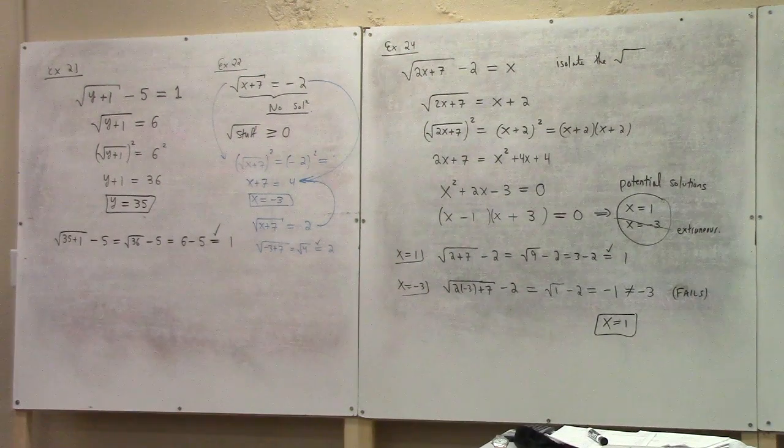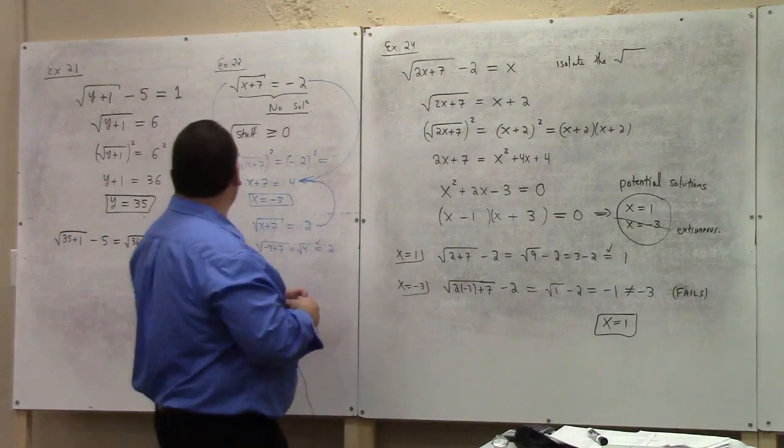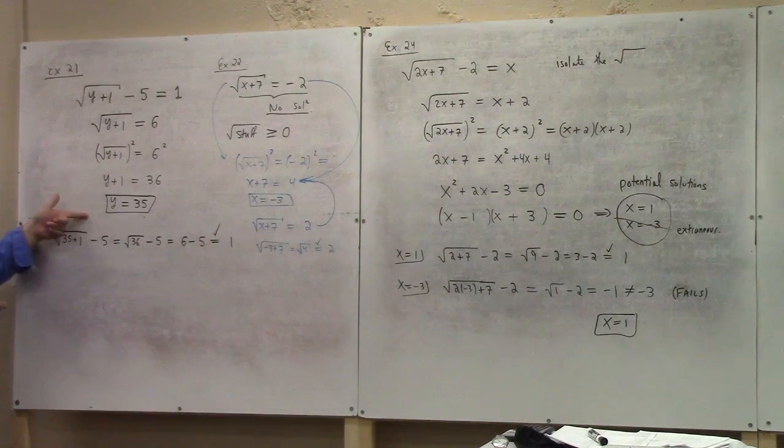It doesn't always happen, though. Like there are other examples where we square the equation and we still just get one solution, you know? Like this one, we just got one solution, even though we squared it.